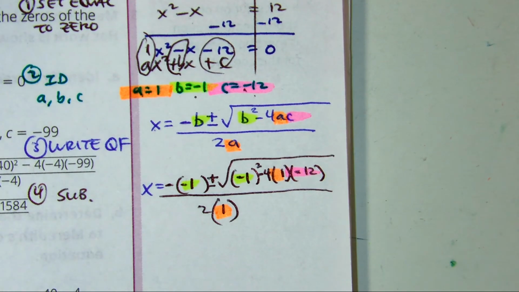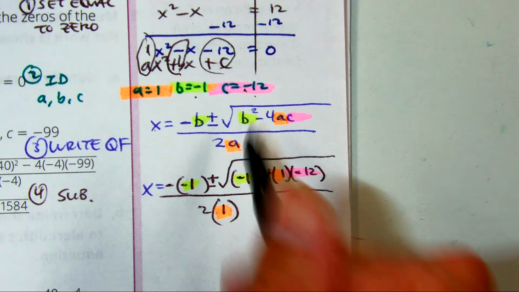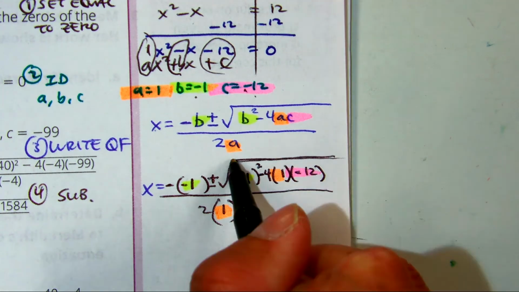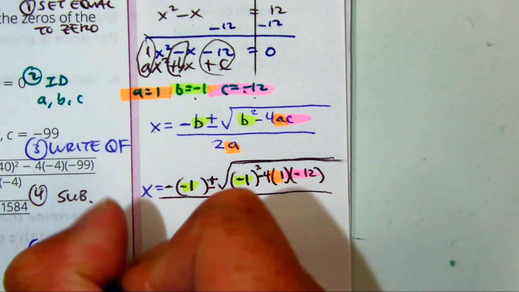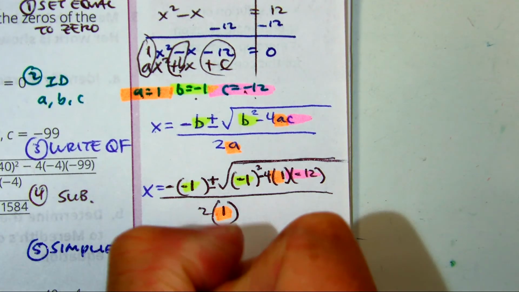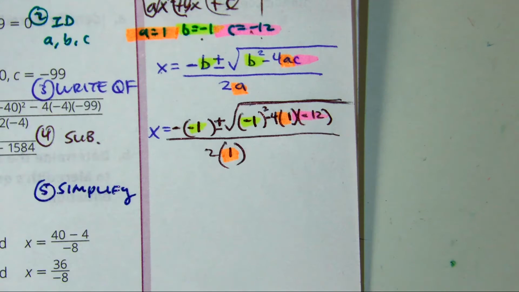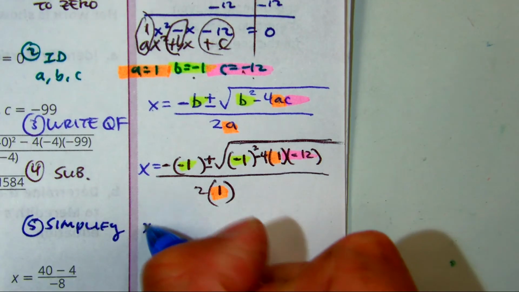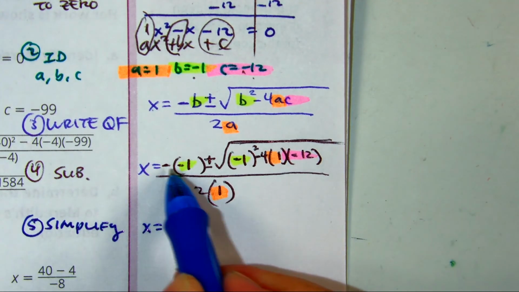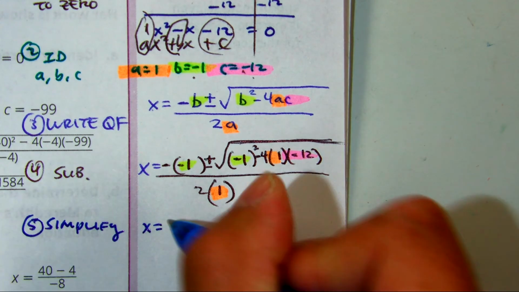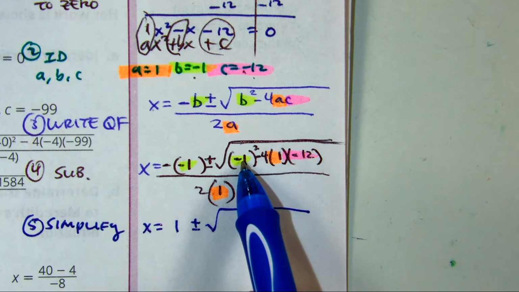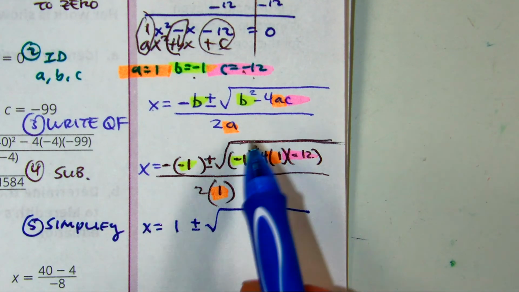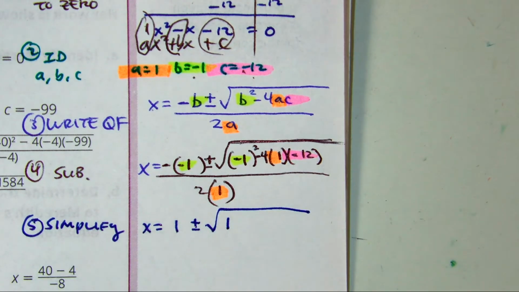Some common mistakes for students: don't use parentheses, don't write down the formula, and the radical sign is not big enough. So you can make that house bigger if you need to. Okay? And then the last thing, everyone say simplify. Let's go ahead and simplify the quadratic formula for this problem. Class, what's the opposite of negative 1? Positive 1. Class, what's negative 1 times negative 1? 1.